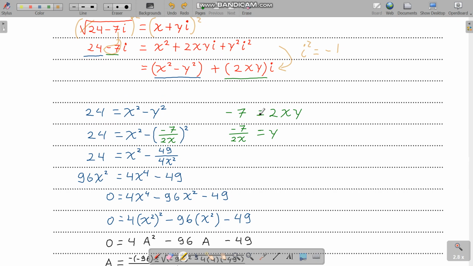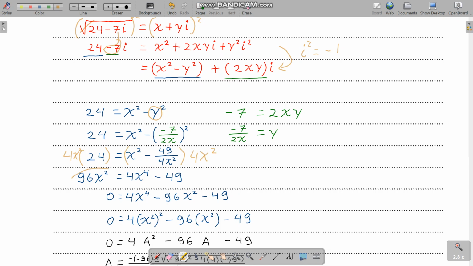So now we need to solve the simultaneous equations in two variables x and y. We can use substitution here. We divide both sides by 2x. We get y equals minus 7 over 2x. So we replace this y with minus 7 over 2x. After squaring, we get 49 over 4x squared. And then we multiply both sides by the denominator 4x squared.